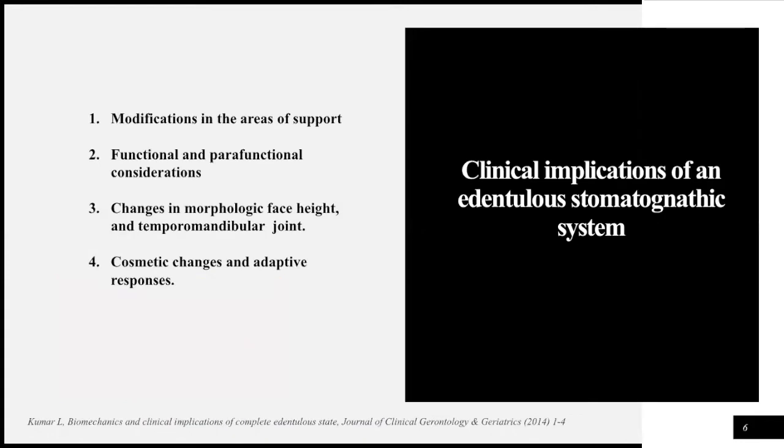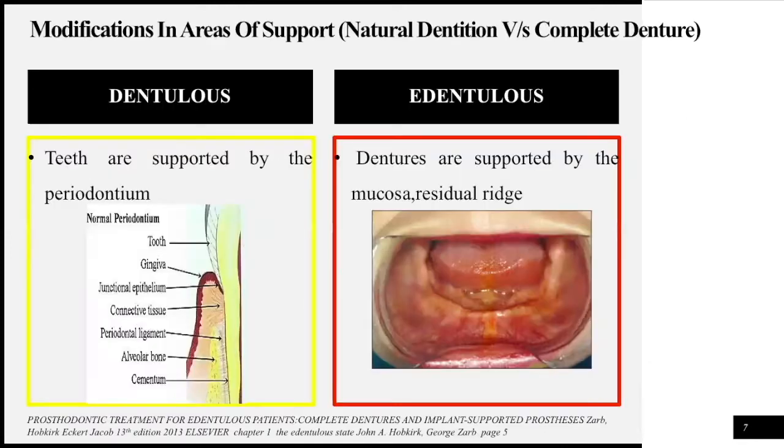The clinical implications of the edentulous stomatognathic system are divided under modifications in area of support, function and parafunctional considerations, changes in the morphological face, height, and DMG, cosmetic changes, and adaptive responses.